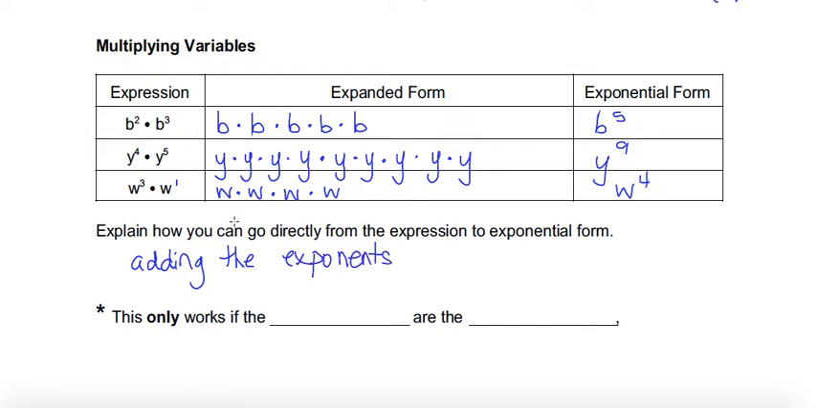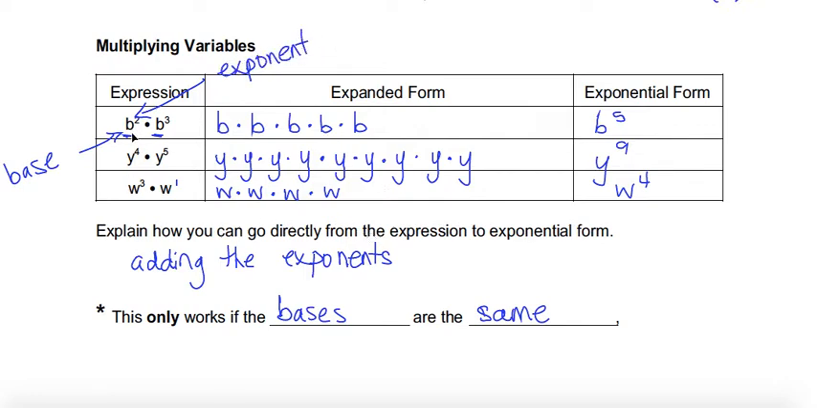Now this will only work if the bases are the same. So if the letters, the variables, are the same. So this only works if the bases are the same. And so that's what we call the b in this one. So the b would be the base, and these 2's would be the exponents.